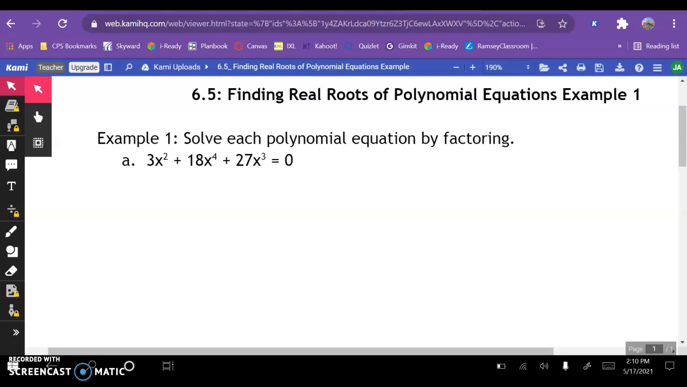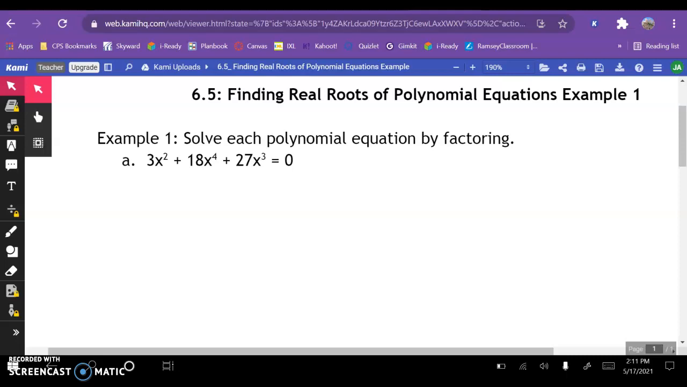For section 6.5, we're going to start off by solving polynomials by factoring. So the first thing that you want to do is make sure that your polynomial is set equal to 0. So one side of the equation has to be 0. In example 1a here, that's already done for us, so we don't have to do that step. Then step 2 is to see if the three terms have anything in common.